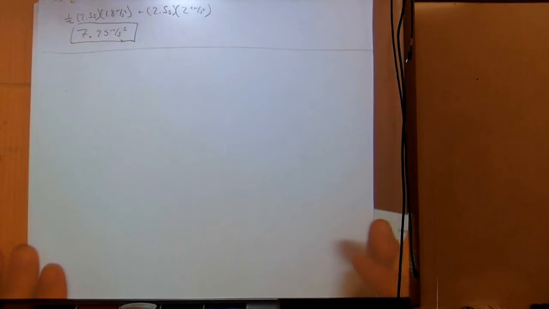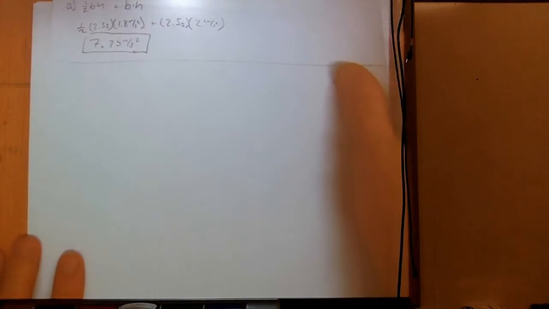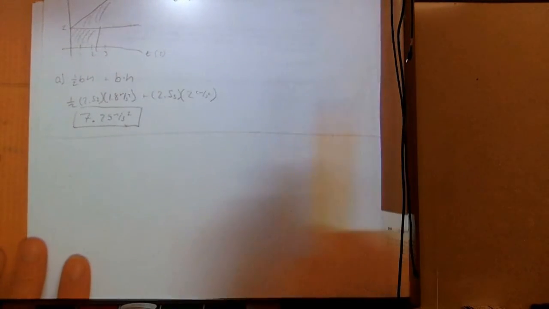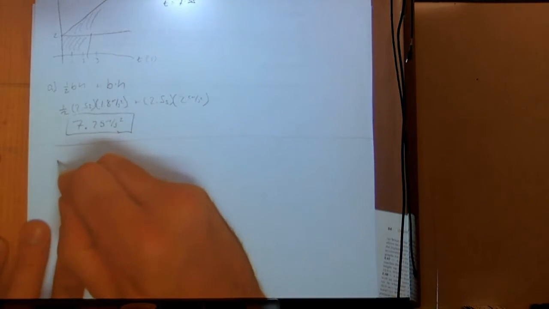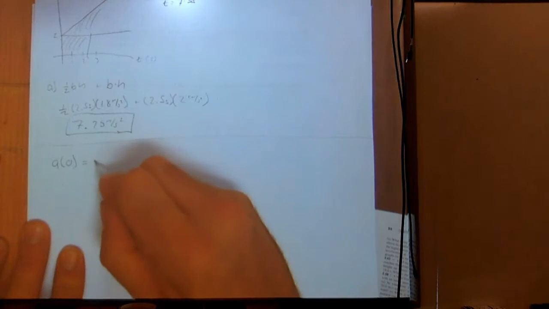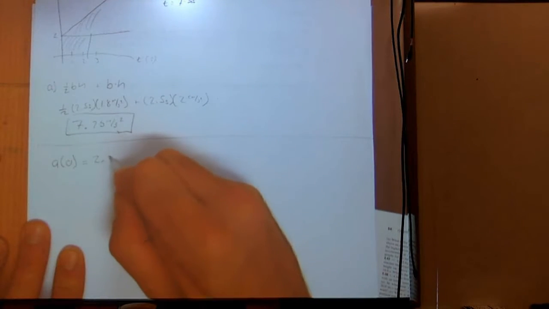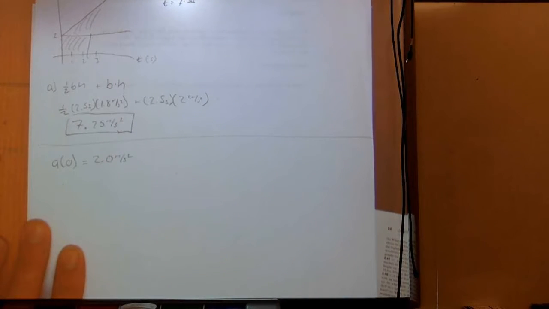is recognizing what we have here. They gave us, well, if I go back to my sketch, let's bring that down a little bit. They gave us a y-intercept, or they gave us an acceleration at time equals 0. And we know straight from my graph that that is 2.0 meters per second squared. No estimation needed for that.